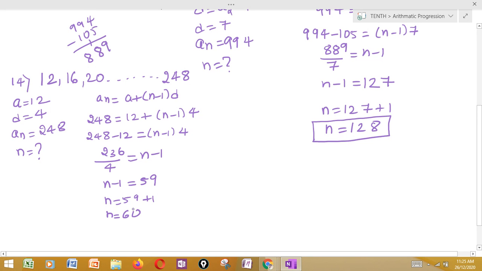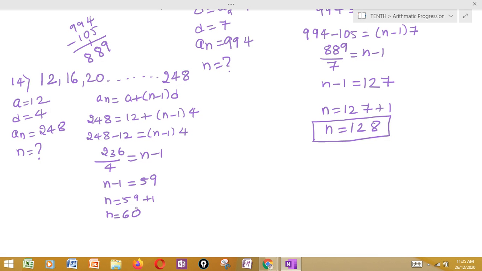Is there any doubt in this part of the example? If any doubts are there, you can ask me. Do we have to check whether the number is even or divisible? He will be mentioning by which number it should be divisible, you have to see that. If it is divisible by 4, we have to consider those numbers which are divisible by 4.